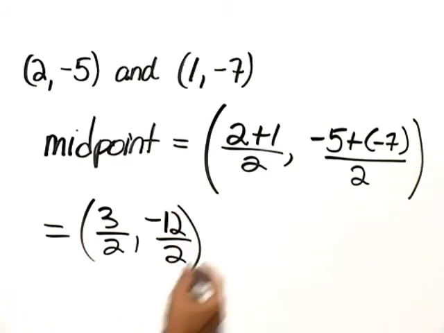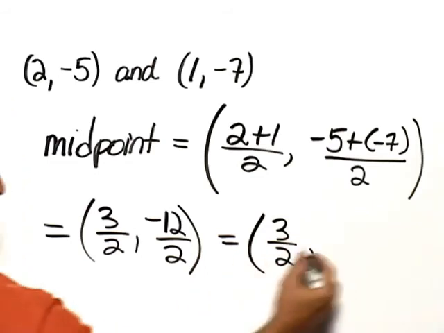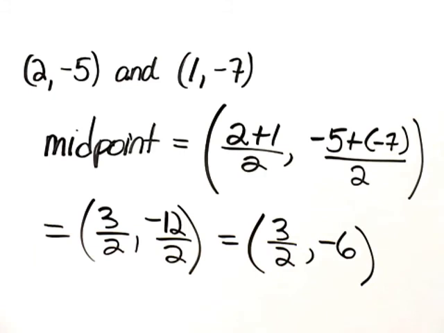And we can simplify that one more step. The x-coordinate is still 3/2. The y-coordinate is -6. So the midpoint is (3/2, -6).